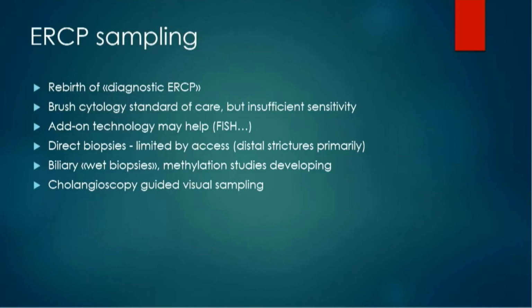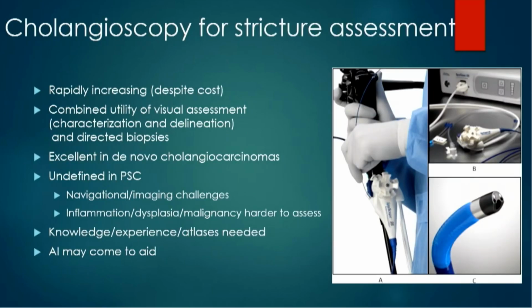We can do direct biopsies alongside a guide wire with a normal biopsy forceps, but that's mostly limited to distal strictures. And at least in my unit, we're now looking at ways of utilizing bile aspiration to look particularly for malignancy markers. And I think these methylation studies are developing rapidly, so hopefully this may be a guide also in the future. And then there is cholangioscopy guided visual sampling directly. And I think for these indeterminate strictures, cholangioscopy has increasingly shown its value. And that's by the combination of a visual assessment and the directed biopsies available, and not least now with the new SpyBite Max forceps.